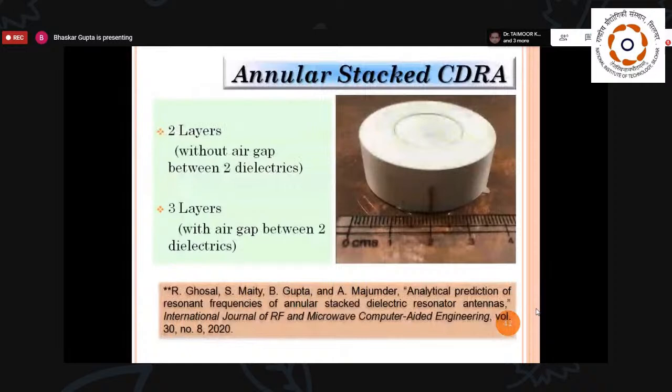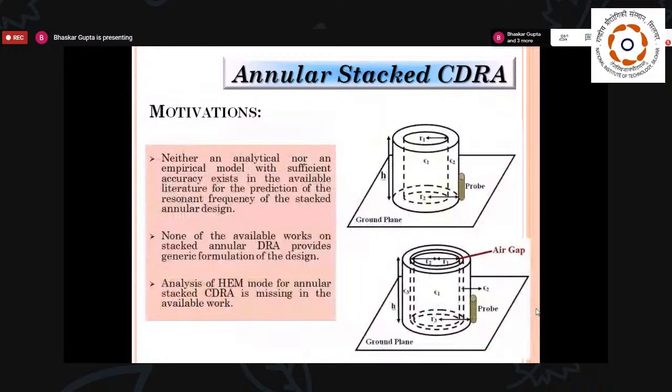But then we go for annular stacking of these. You see the two layers without air gap here, or we can have three layers when we introduce an air gap between the two. This is again a novel structure which we analyzed and reported in the International Journal of RF and Microwave Computer-Aided Engineering. The motivation of this work for us was, you see, neither an analytical nor an empirical model with sufficient accuracy exists for prediction of resonant frequency, and none of the available work can provide you with a generic formulation for design, not just analysis, but design, which is absolutely necessary in order to use it.